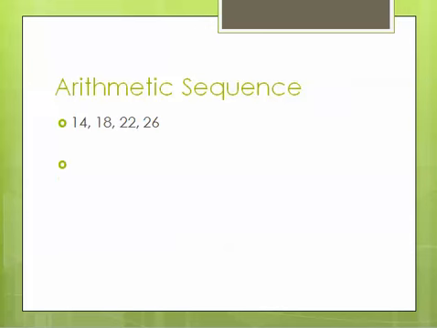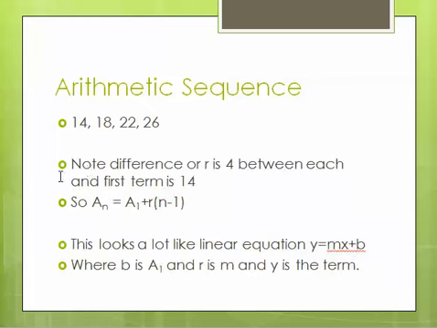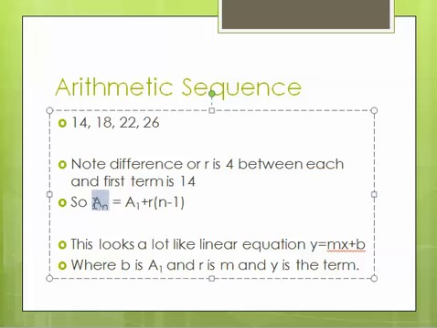Now, back in Unit 1, we studied arithmetic sequences. You can look at these. This one here says 14, 18, 22, 26. If you look at this real closely, you notice the difference between 18 and 14 is 4, and 22 and 18 is 4, and 26 and 22 is 4. The difference is always 4. The first term happens to be 14, and so we came up with a formula: a sub n, which is the nth term in the sequence, is equal to the first term in the sequence plus r, that 4, times n minus 1.